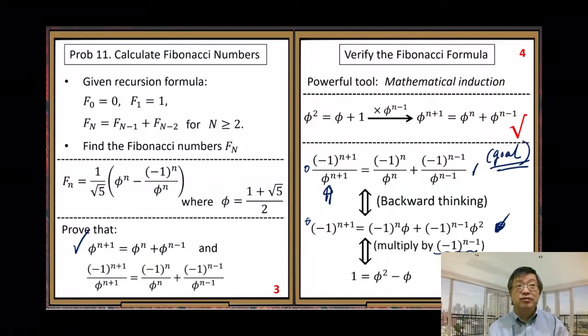Is this true? If you compare this equality to be proved with our second property of golden ratio, we just compare with it. Second one, exactly the same. So we can check it and confirm it is true with a lot of confidence. We're 100% sure this last equality is correct.